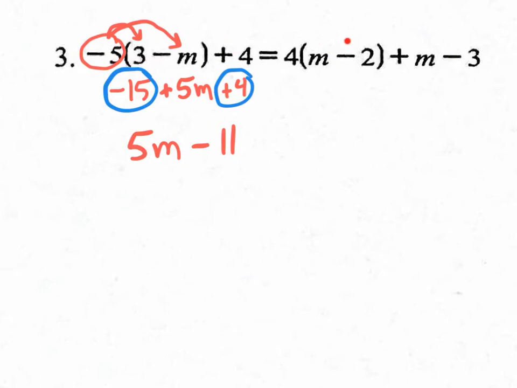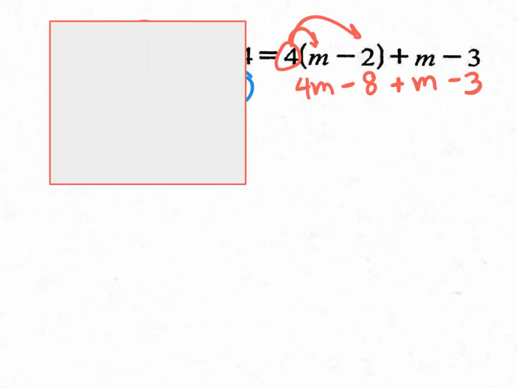Now let's simplify the right side. Let's distribute and then combine like terms as well. So I'm going to distribute the 4. 4 times m is 4m. 4 times negative 2 is negative 8. And I'm simply going to bring down the plus m and the minus 3. So again, it's kind of like I'm ignoring this side right here. I'm just working on this over here, all right? Because I already simplified the left side.